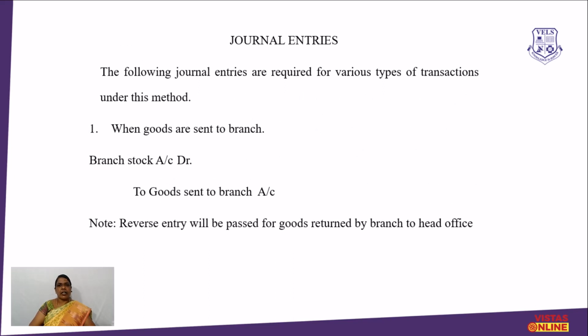Some of the journal entries I have given here for the various types of transactions, for the students' easy understanding. The first one is when goods are sent to branch. What is the journal entry? Branch stock account debit to goods sent to branch. In case there is any reverse entry, that is a return, we will write the reverse entry.